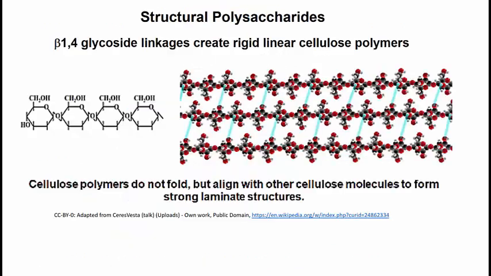Because the beta-glycoside linkages are inflexible, cellulose is pretty much a linear polymer that can form hydrogen bonds along their length with other cellulose polymers to form the sheet-like lamina structure illustrated here. It's these tough, unfolded structures that give plant cell walls their strength and allow trees to grow to gravity-defying heights.